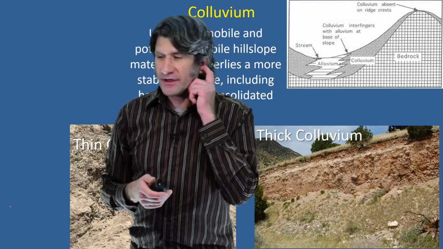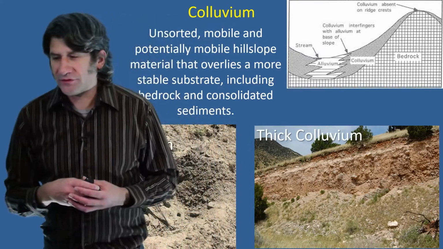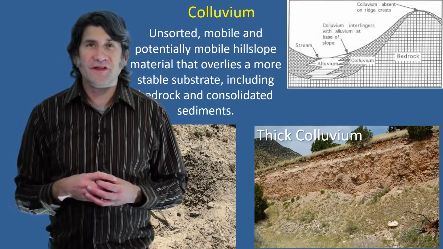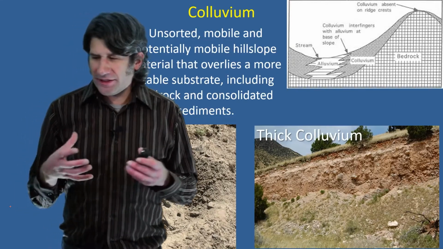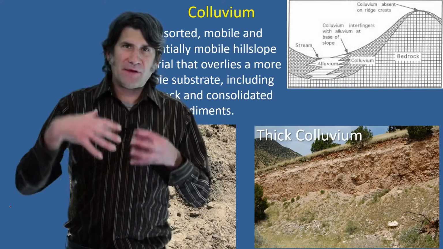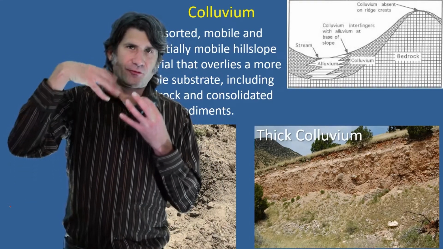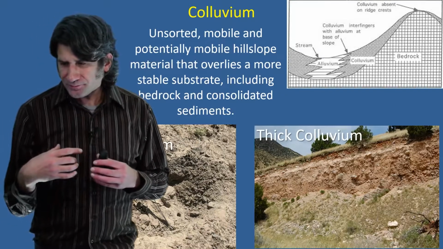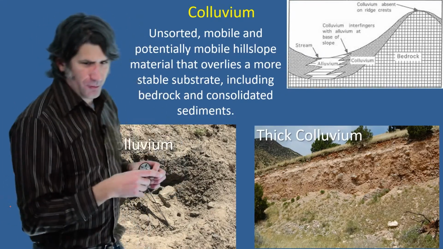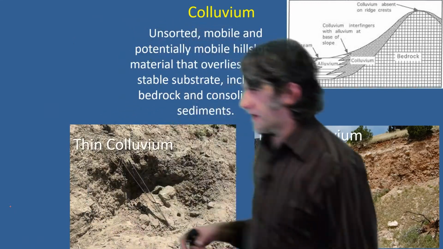Another term I want to introduce that's really important when talking about hill slopes is colluvium. Now, colluvium is material that is really just broken up bedrock that's just sitting on the slope. It's recently been generated. It hasn't seen a lot of transport. And I've got two pictures here of two examples of thick versus thin colluvium.